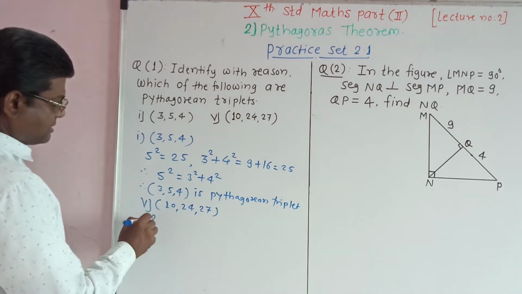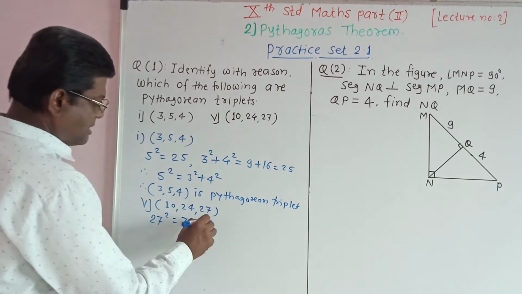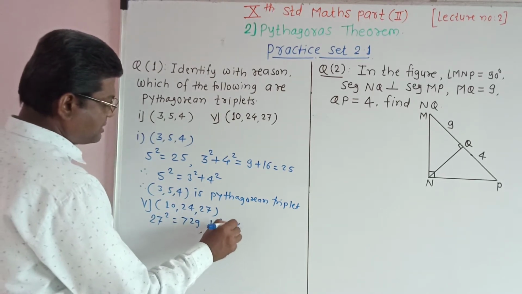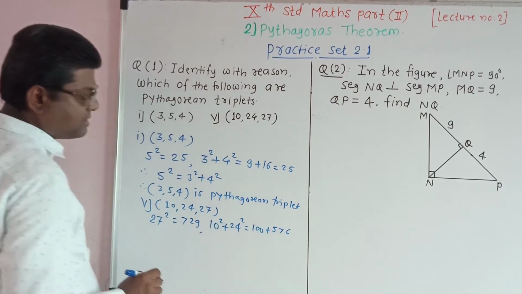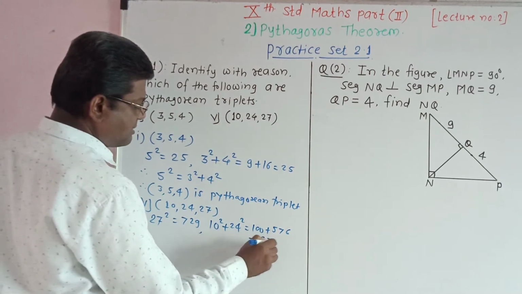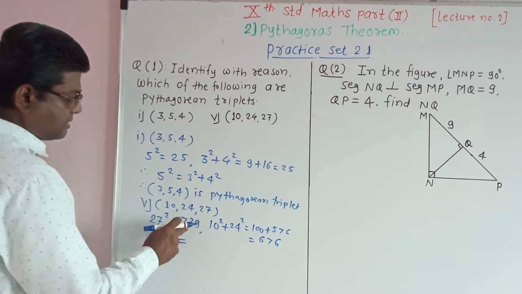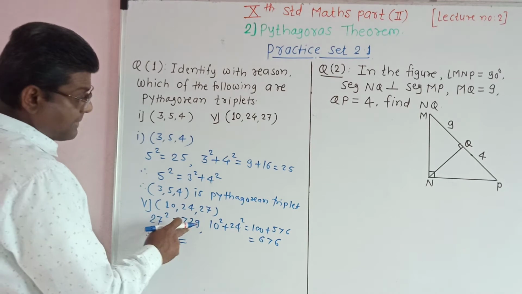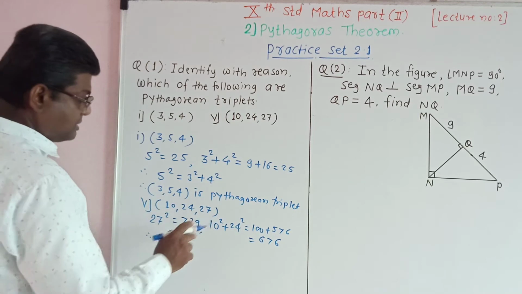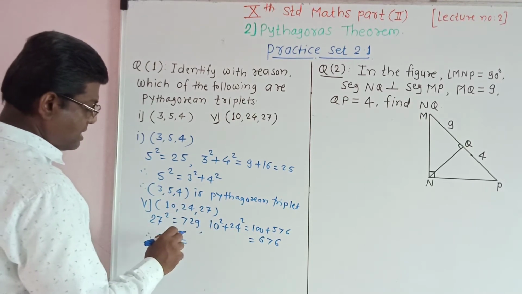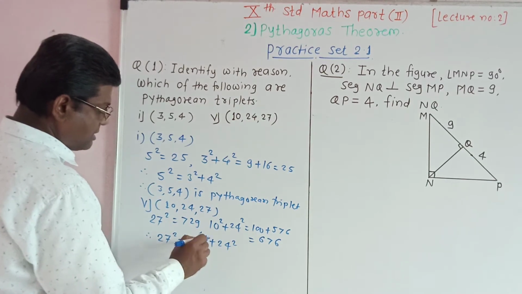Now the next one is 10, 24, 27. So the largest number is 27. 27 square is 729. Now 10 square plus 24 square is equal to 100 plus 576, it will be 676. Therefore we have 27 square is 729 and the sum of these squares is 676. So this is not equal. Therefore 27 square is not equal to 10 square plus 24 square.